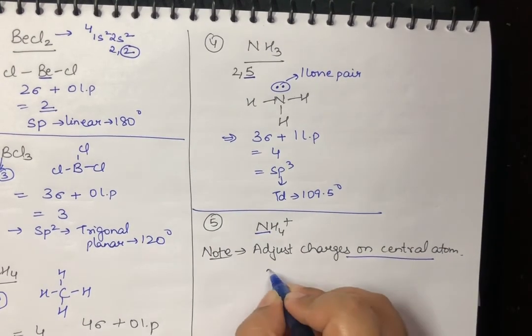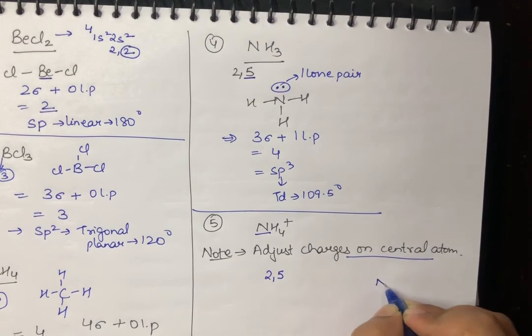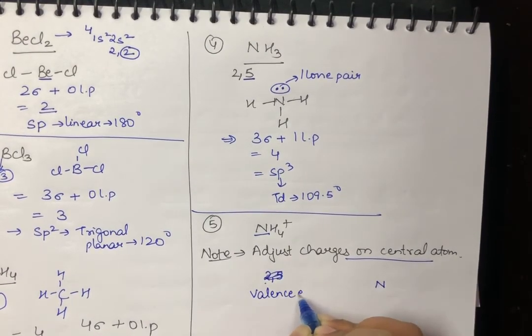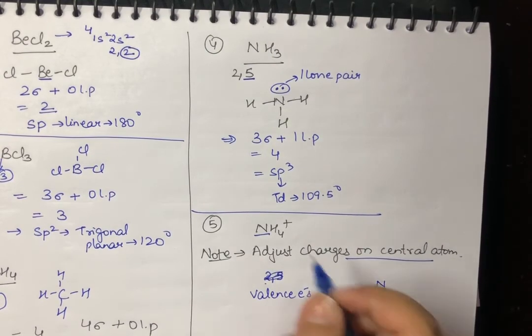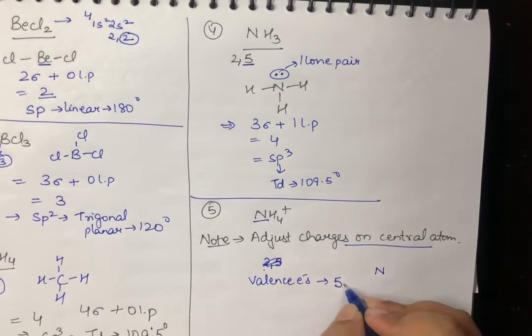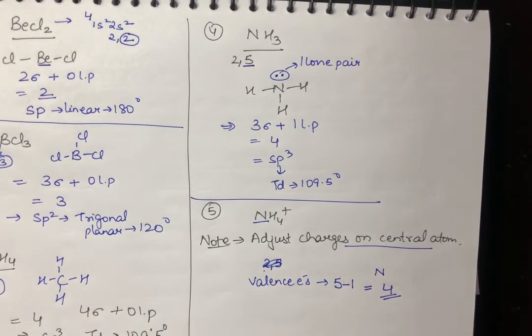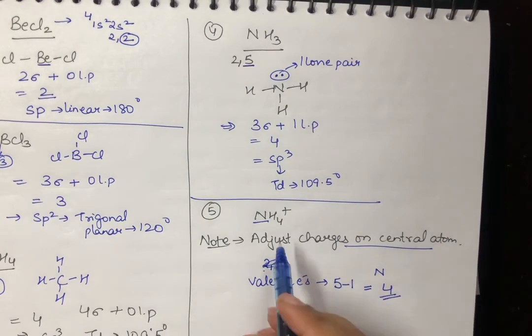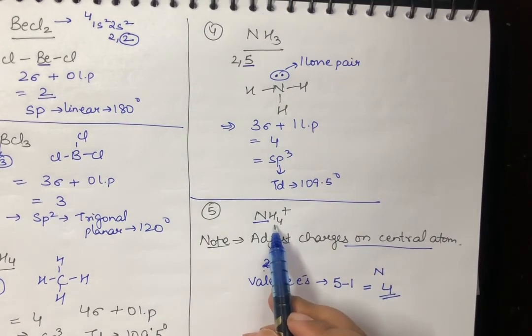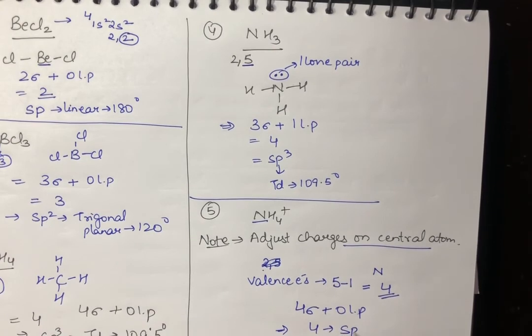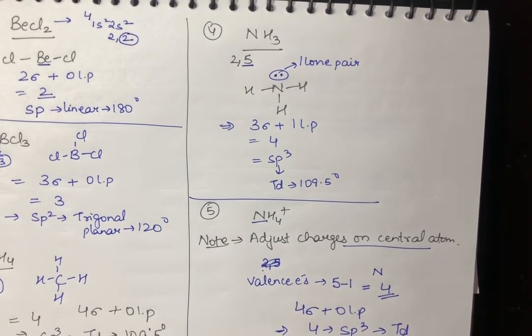For example, nitrogen was 2, 5, and we know how many valence electrons are there in nitrogen. It has 5 valence electrons, plus 1 means there is 1 less. So I will subtract it here, and the valence electrons for nitrogen is 4. Now it has 4 valence electrons and 4 hydrogen. That means there is no lone pair here. So 4 sigma plus 0 lone pair turns out to be 4, which is sp3, which is tetrahedral and again 109.5 degrees, right?